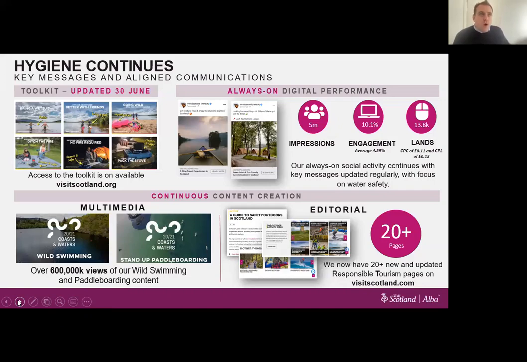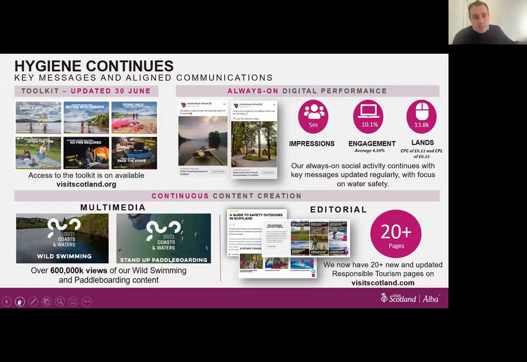So we've done a lot more longer form content, trying to explain to people how to do this safely, especially when it comes to locks and talking about the depths, etc. So we've had some much longer form content, which we've seen some really good results on, to really drive that consideration for responsible waters this summer.